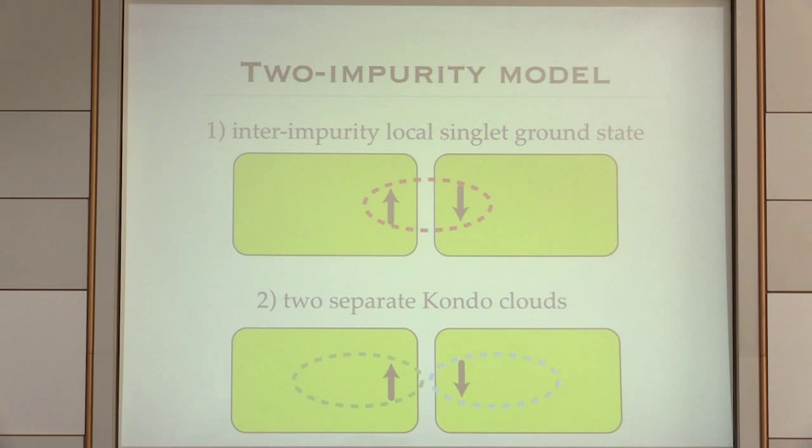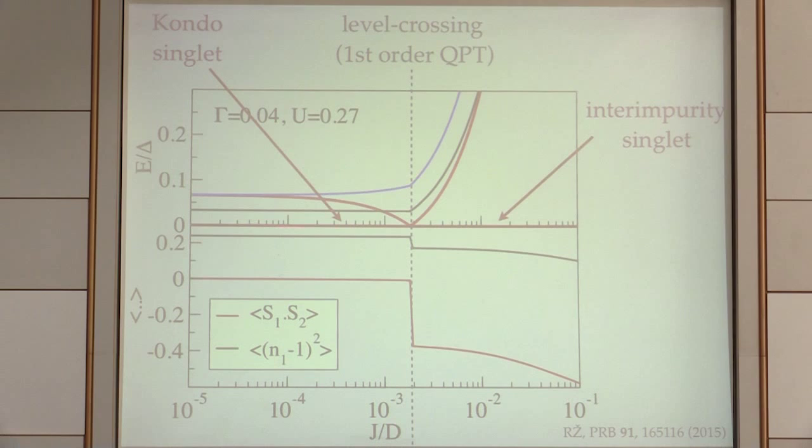So at small J, you see your ground state is a Kondo singlet, which is also signaled by the fact that if you compute the S1·S2 scalar product, it's almost zero. Then at some point you have a transition to the interimpurity singlet, which has a very large negative S1·S2, which is really a good sign that what you see is an interimpurity singlet. These things are spectroscopically visible because one would see this transition, for example, and also at finite temperature you would see doubling because this excited state would be thermally populated. So in principle, these are measurable effects.